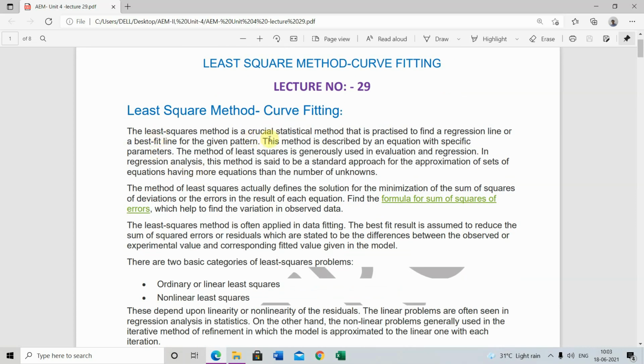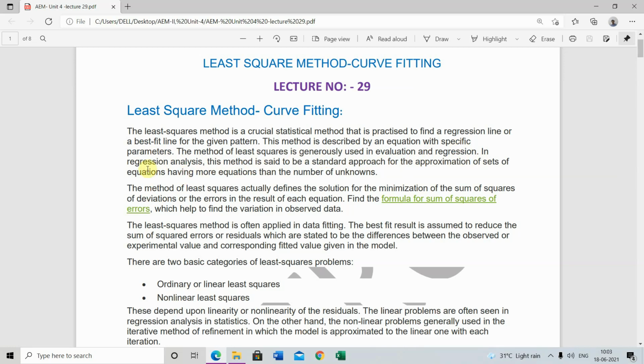The least square method is a crucial statistical method that is practiced to find a regression line or a best fit line for the given pattern. This method is described by an equation with specific parameters. The method of least square is generally used in evaluation and regression.